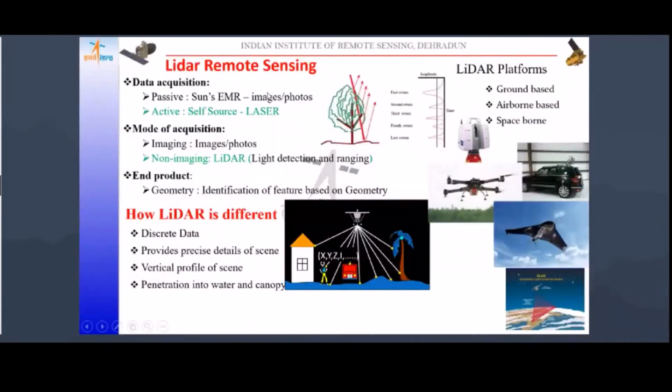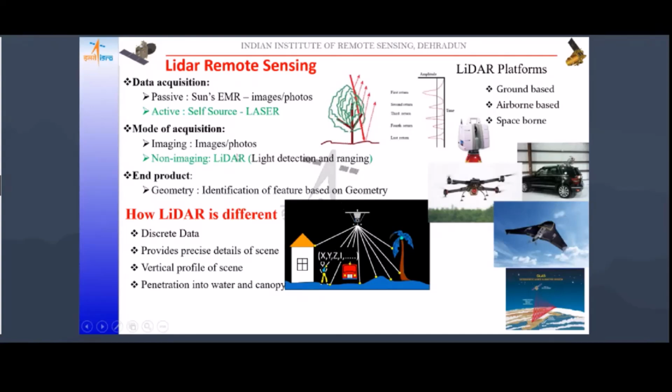Laser techniques are also an active technique. Laser platforms can be ground-based, air-based, or space-borne. So this is the terrestrial laser scanner. We can put a laser scanner on a UAV, or mount it on a vehicle and move. There are space-based platforms as well.